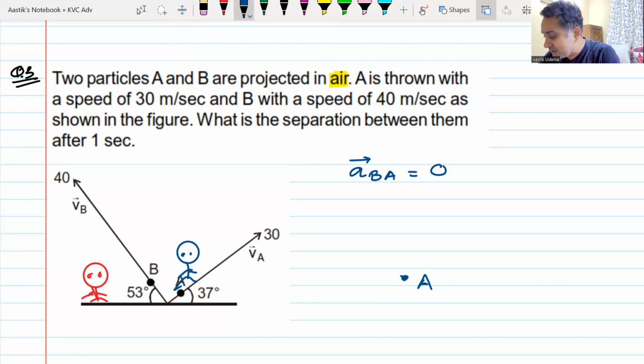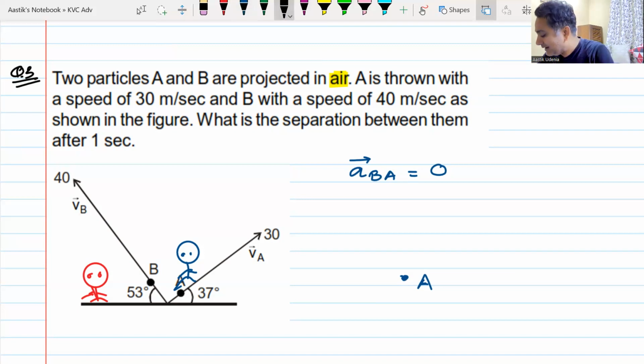Now, if the acceleration of B with respect to A is 0, the velocity of B with respect to A does not change. So whatever was its initial velocity, it will always remain the same. That means the motion becomes uniform motion with uniform velocity, and that has to be a straight line. Do we understand this? Yes, sir.